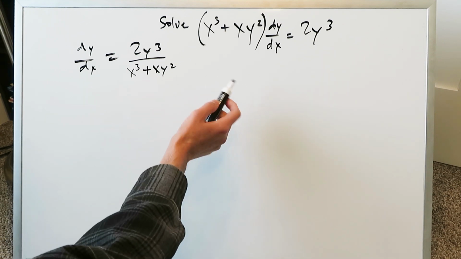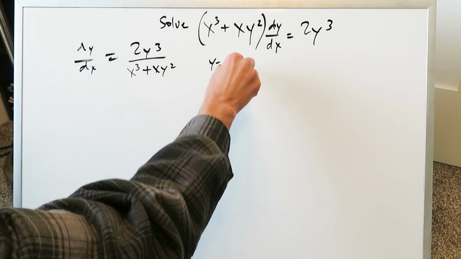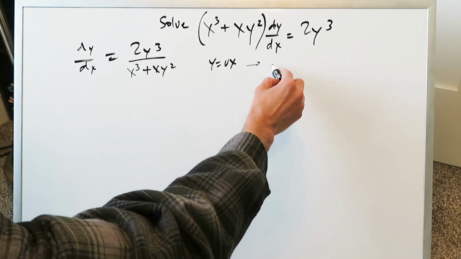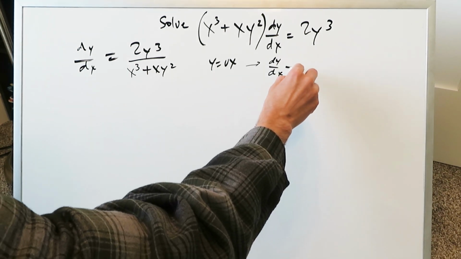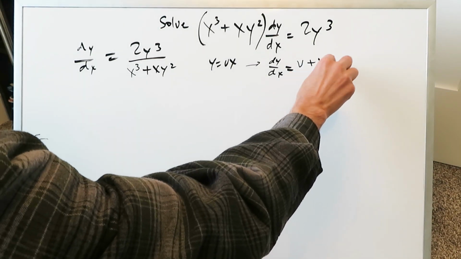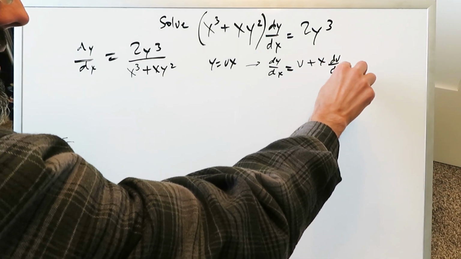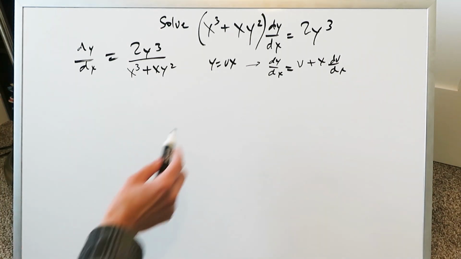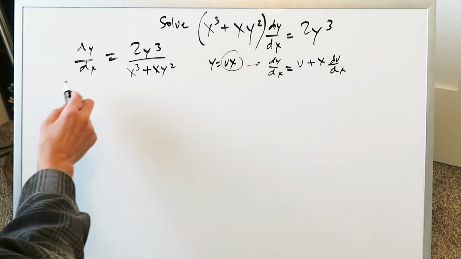But what you can do is a substitution, y equals vx, you know that technique. And then in terms of the derivative, dy over dx is equal to, and you know what that is, v plus x dv over dx. All of this will come into play over here. y equals vx will come right here in place of y.